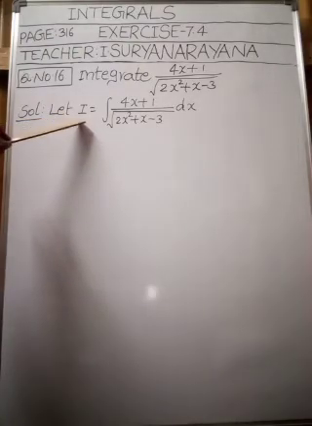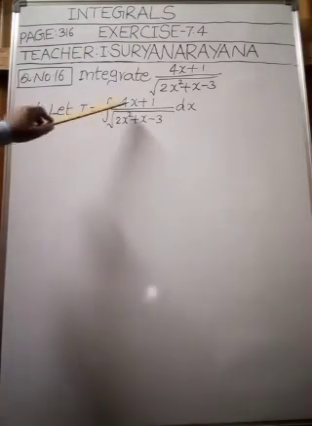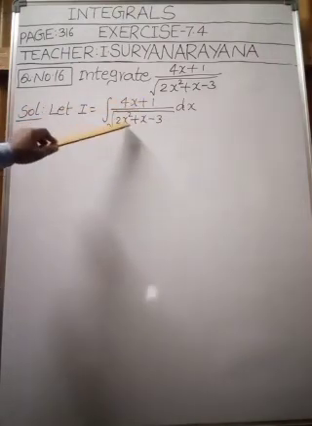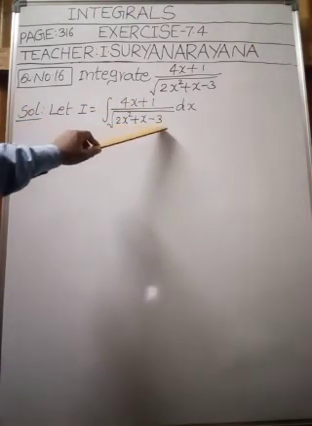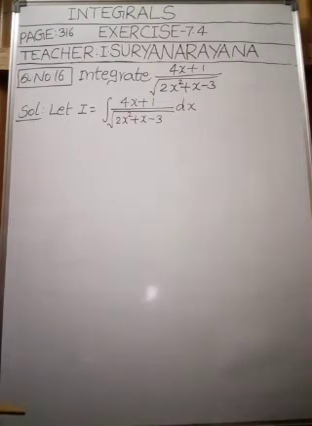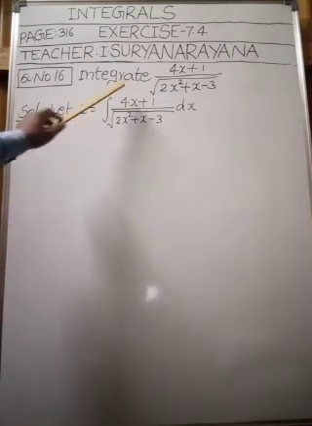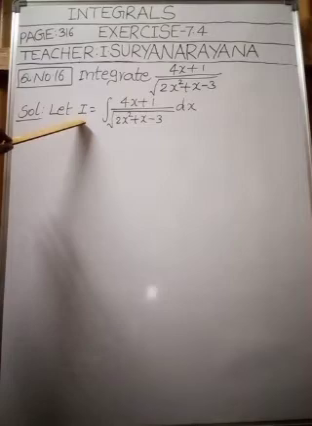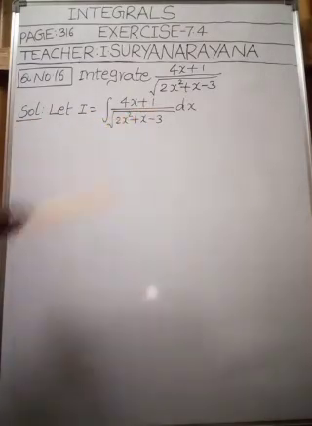Let capital I be equal to the integral of (4x plus 1) by the square root of (2x square plus x minus 3) dx. We assumed here that the integral of this function is equal to capital letter I. Understood this step, my children?